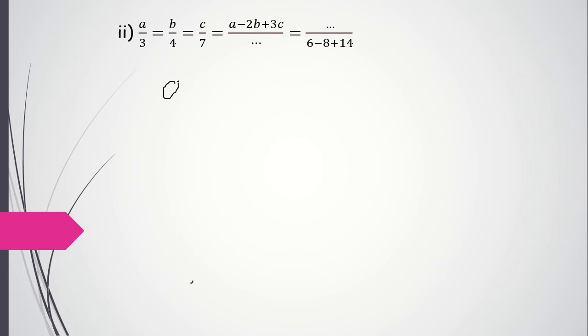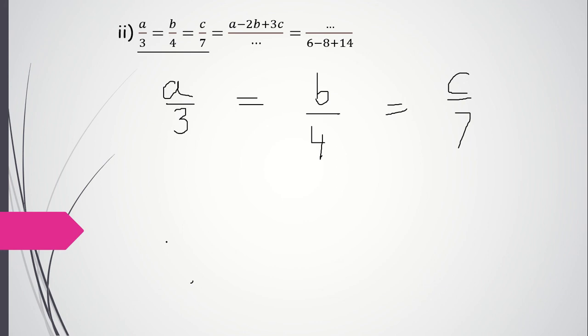A upon 3. Let me leave little spaces in the middle so that I can put multiplication if any. B upon 4 is equal to C upon 7. This is what the ratio is given. We always start with what is given. Now first ratio, there is only A, there is no change. Second ratio, we need minus 2. So multiply here by minus 2, and denominator also we have to multiply by minus 2.